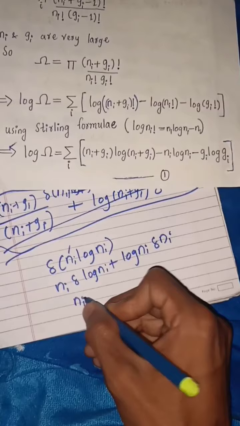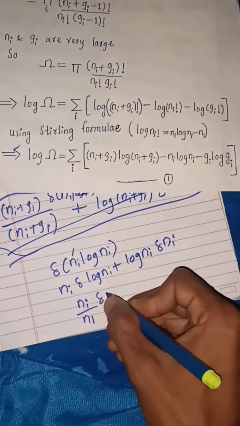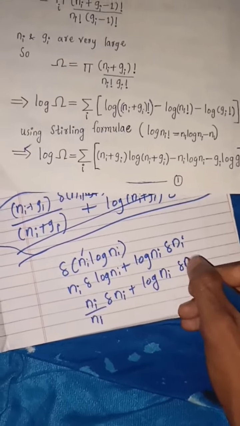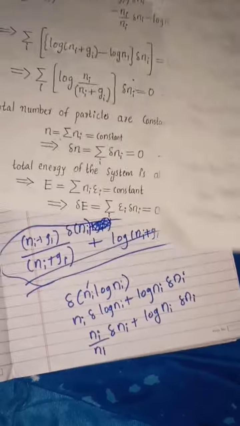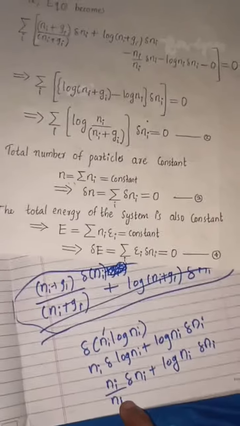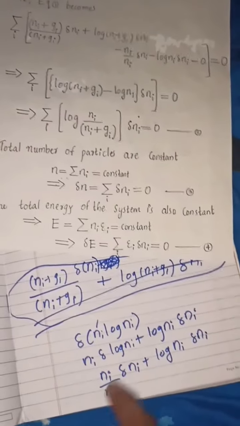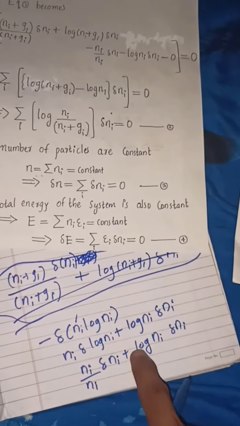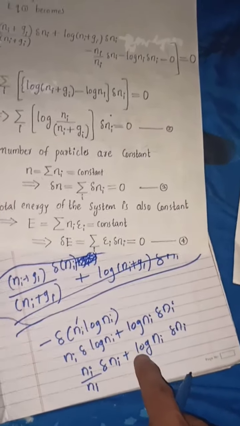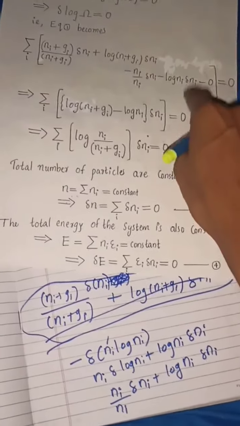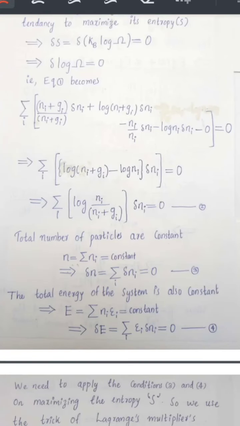So the differential of log ni is 1 by ni times the differential of ni, plus log ni delta ni. And you can see that, look here, ni by ni delta ni, that term is here, and that minus comes from because we already have a minus here. So that minus propagates inside and gives the minus sign here. Log ni delta ni minus 0. So that is here. This is actually very simple.